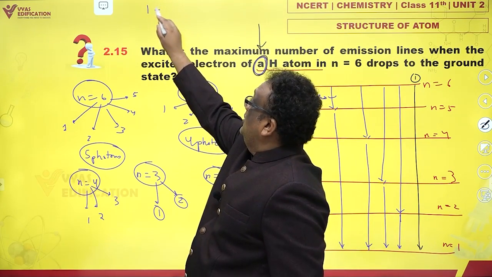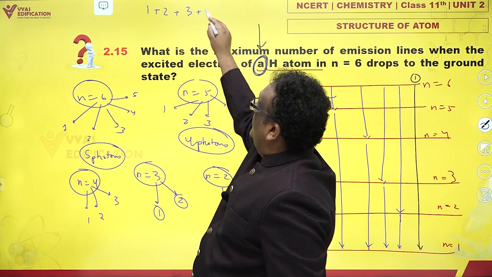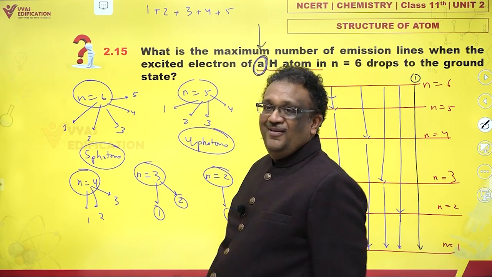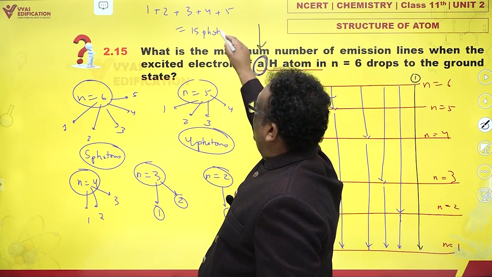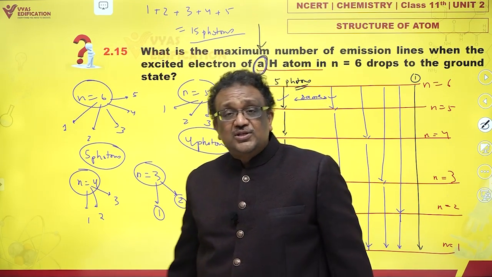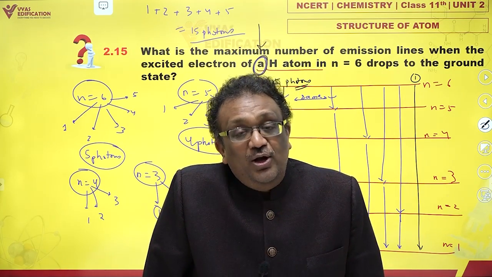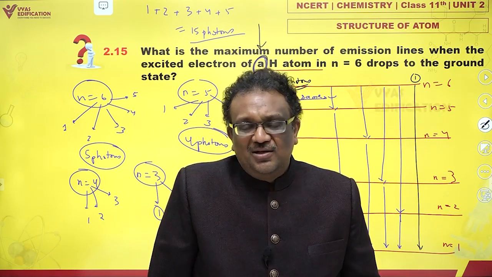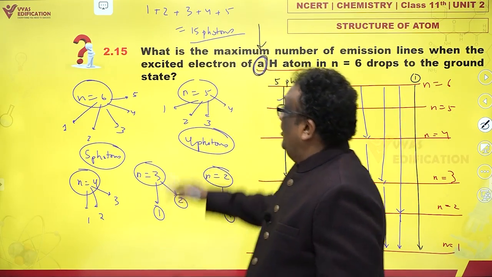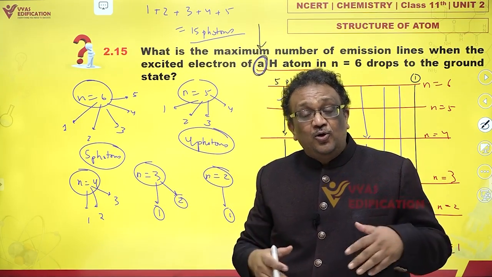So 1 plus 2 plus 3 plus 4 plus 5. Well, you add them up and you get how much? 15 photons. Is this the answer? No, this is not the answer. This is the answer given on the internet, on popular other edtech sites, the rubbish ones. Why am I telling you this? So that you don't get confused.